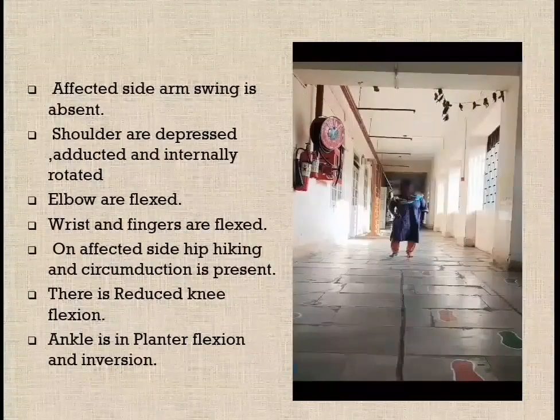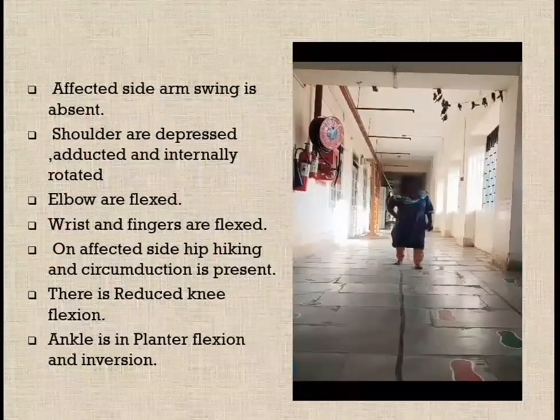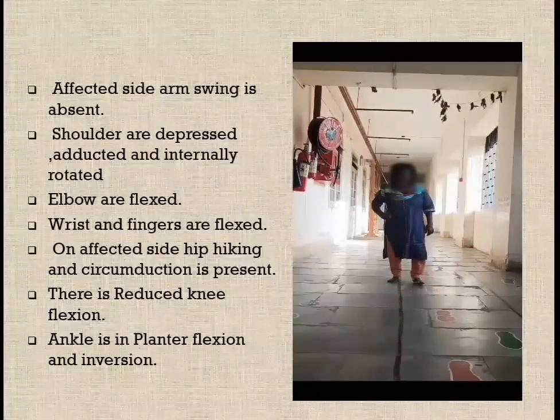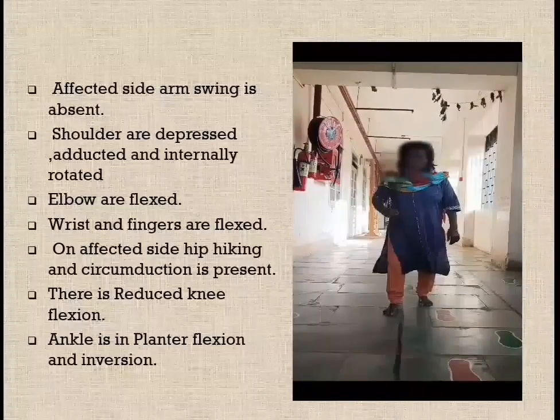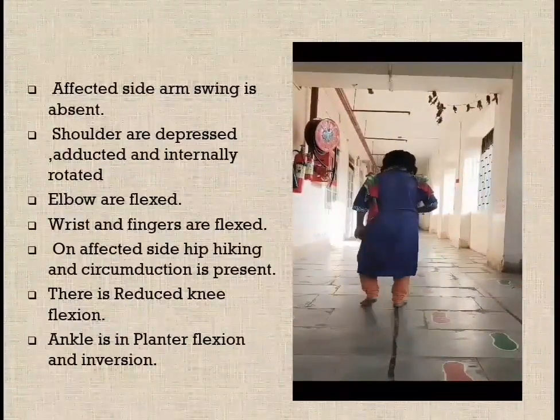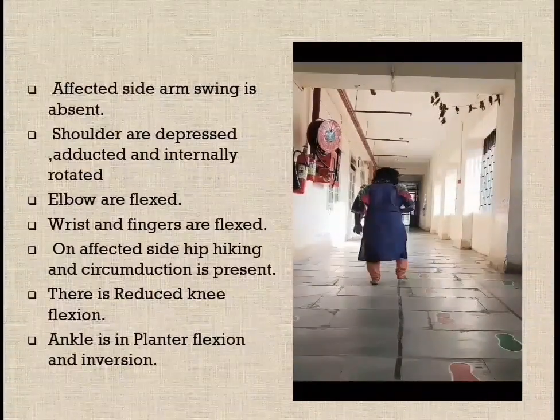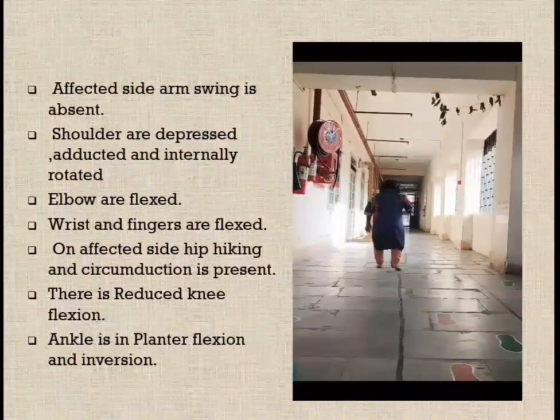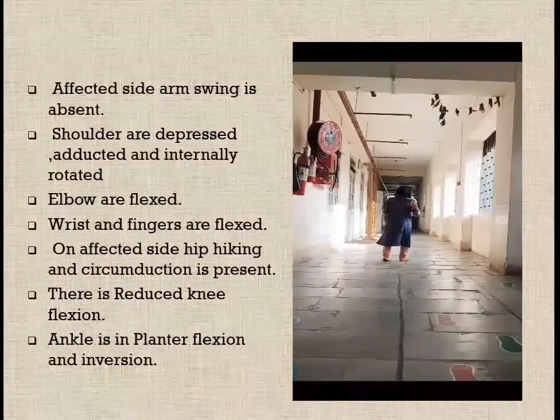In the following video, we can see that affected side arm swing is absent, the shoulder is depressed, adducted and internally rotated, the elbow is flexed, and the wrist and fingers are flexed. On the affected side, hip hiking and circumduction are present. There is reduced knee flexion, and the ankle is in plantar flexion and inversion.